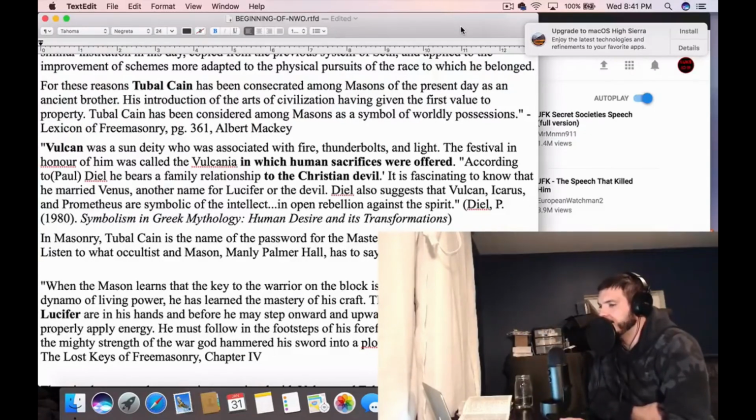Okay? So, Freemasons say Tubal-cain's their ancient brother. Tubal-cain is Vulcan. Vulcan is worshipped with human sacrifice and associated with the devil. Therefore, the Freemasons associate one of their most ancient Masons with a god to which was committed human sacrifice, the worship of which would involve human sacrifice. Think about that. Yeah, that's right. That's who the Freemasons worship.